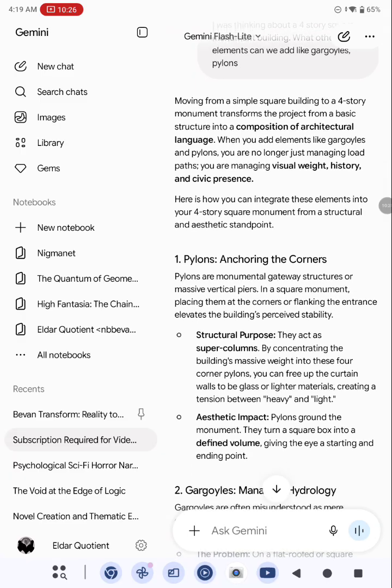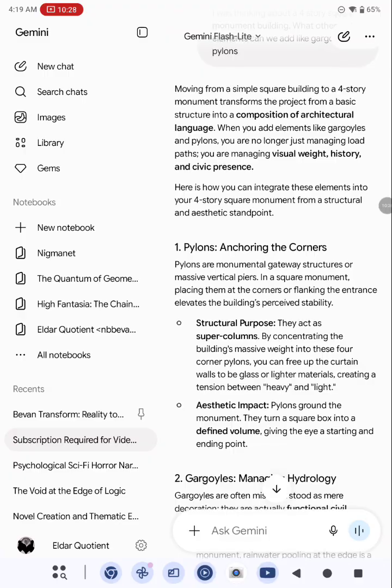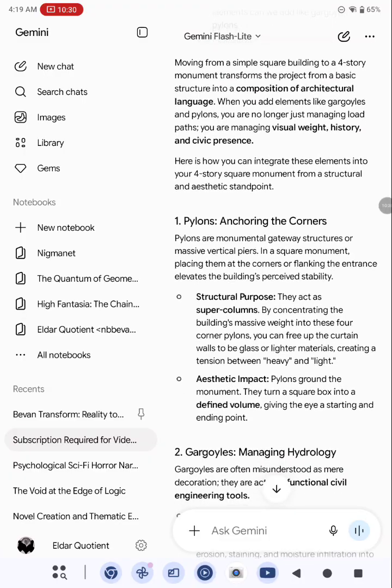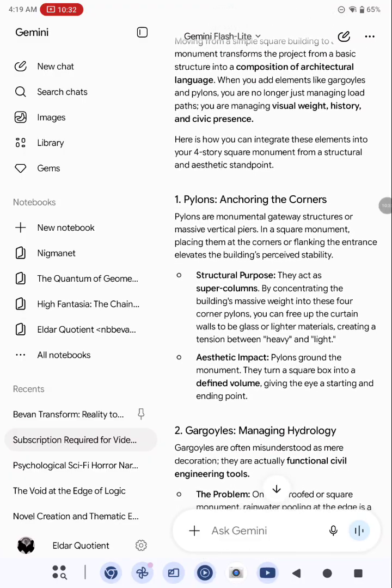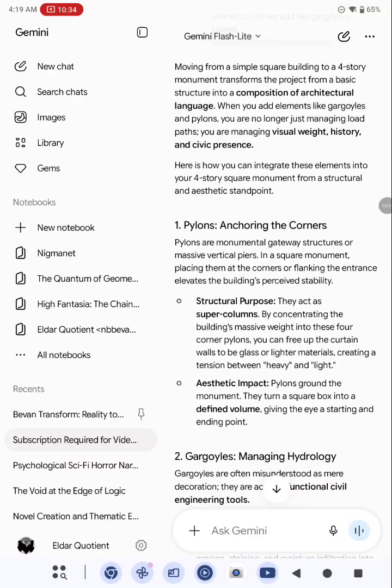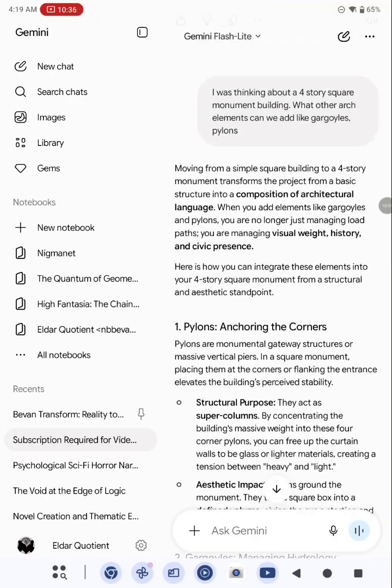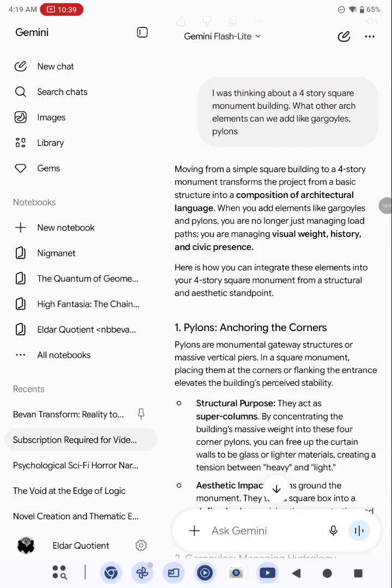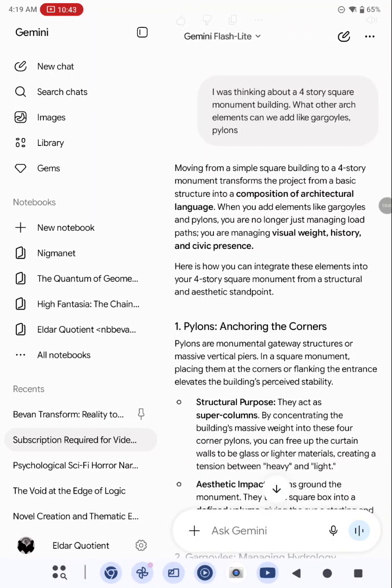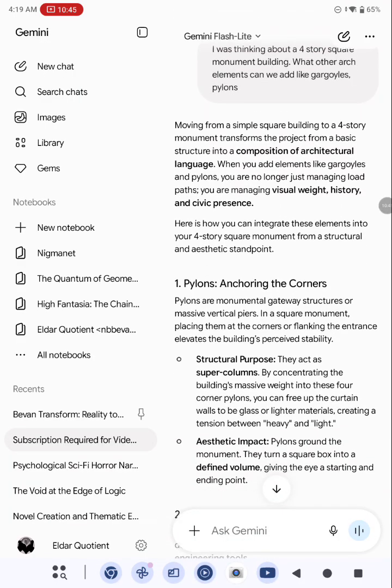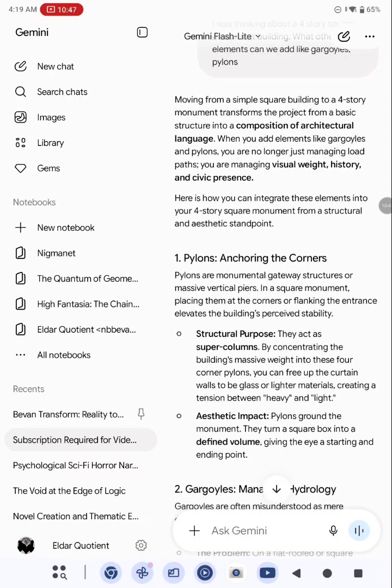Having a 4-story monument transforms the project from a basic structure into a composition of architectural language. Hopefully you're gravitating towards something like bicycles, vehicles, something that you might have to force yourself on a track and into a groove.